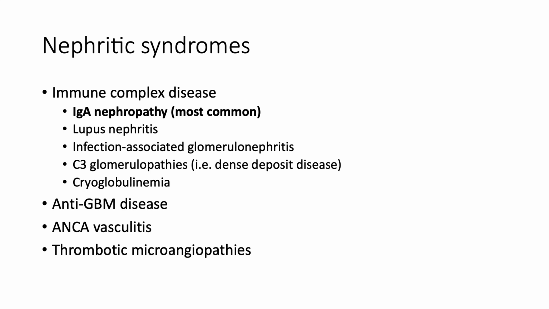Nephritic syndromes have a pretty big differential diagnosis, and we divide them up into these broad categories: immune complex disease, anti-GBM disease, ANCA vasculitis, and thrombotic microangiopathies. And in your immune complex diseases, the most common by far is IgA nephropathy, and this is your most common primary glomerulonephritis worldwide. Lupus nephritis is also pretty common, and then your classic infection-associated glomerulonephritis, which was formerly called post-streptococcal glomerulonephritis. Less common you'll see are these C3 glomerulopathies like dense deposit disease, and cryoglobulinemia.